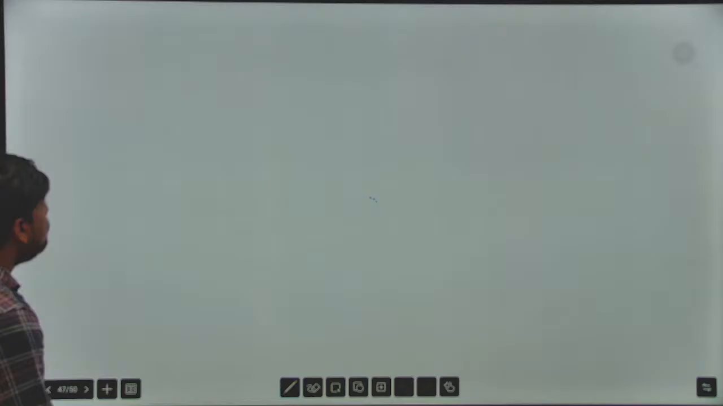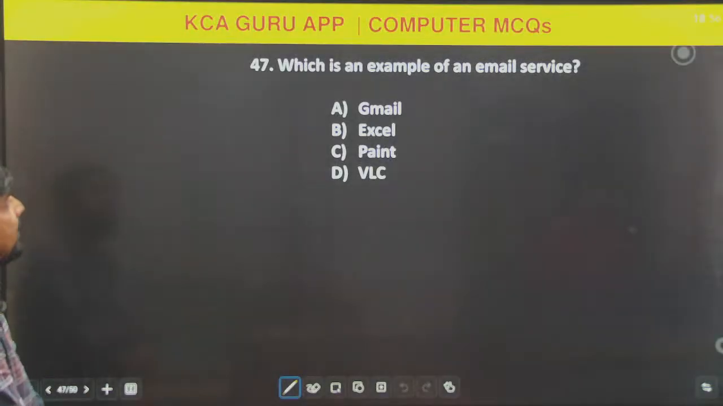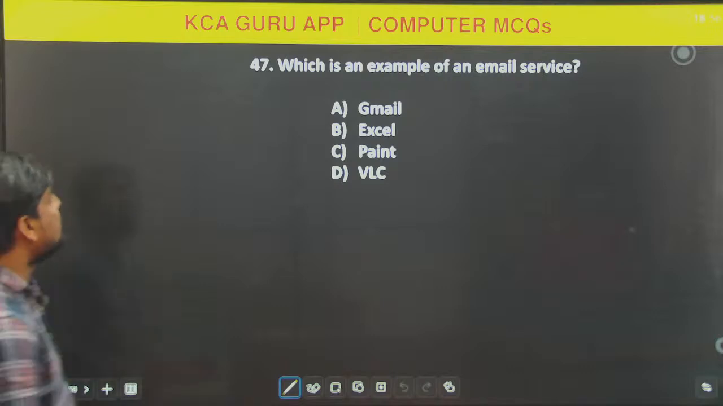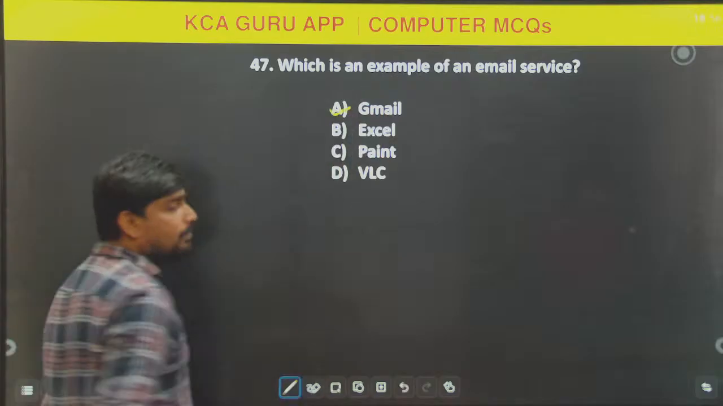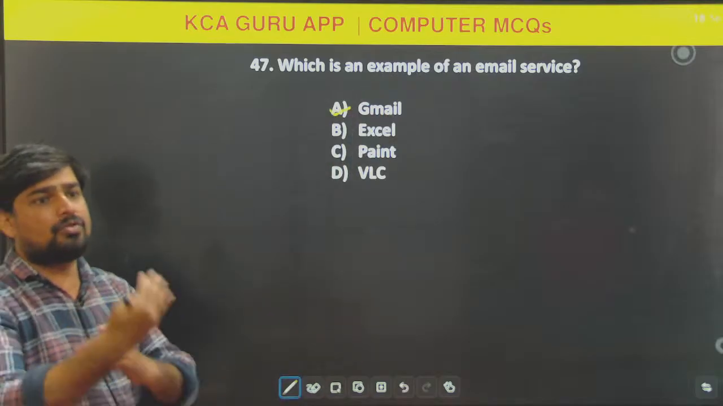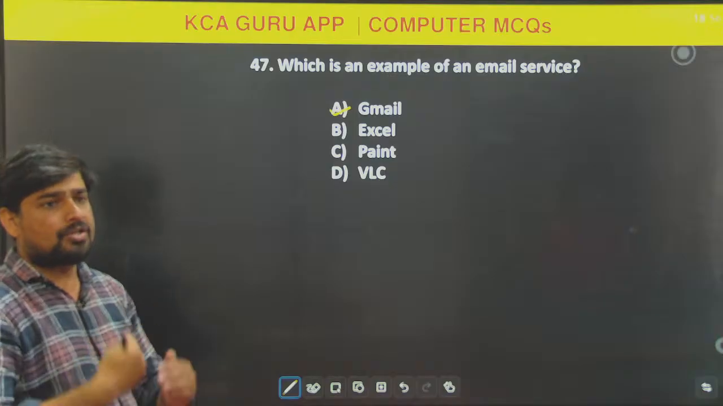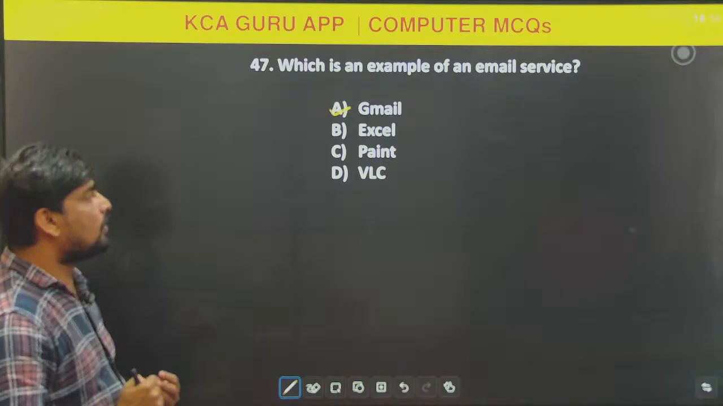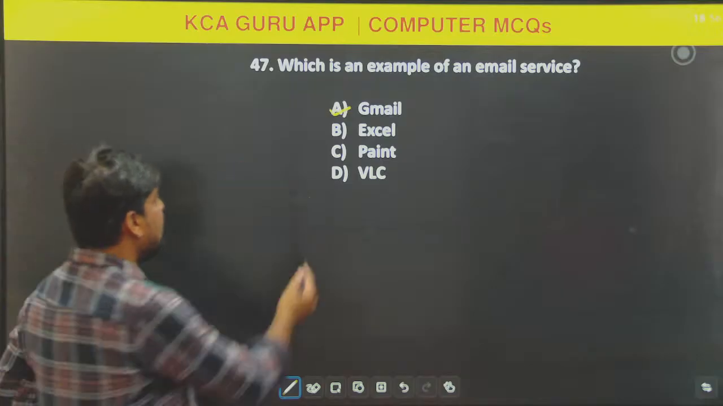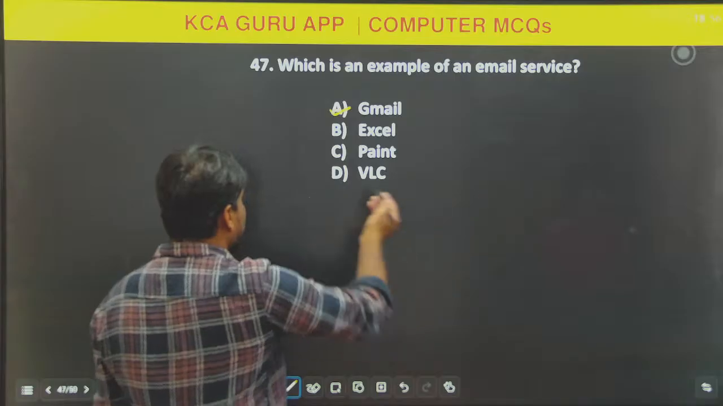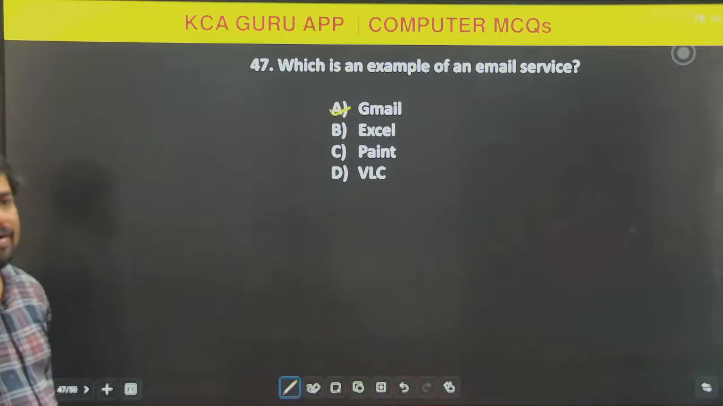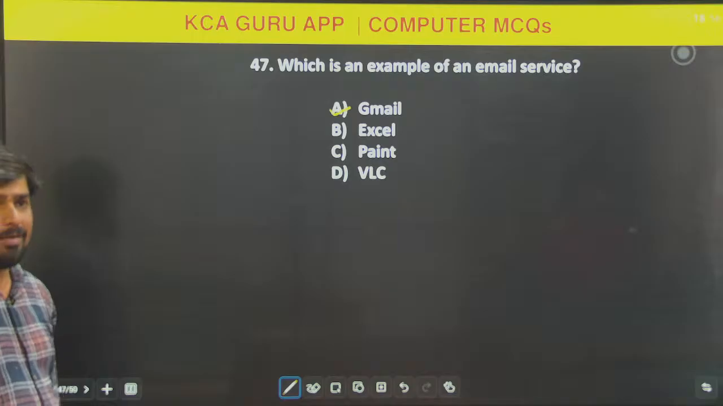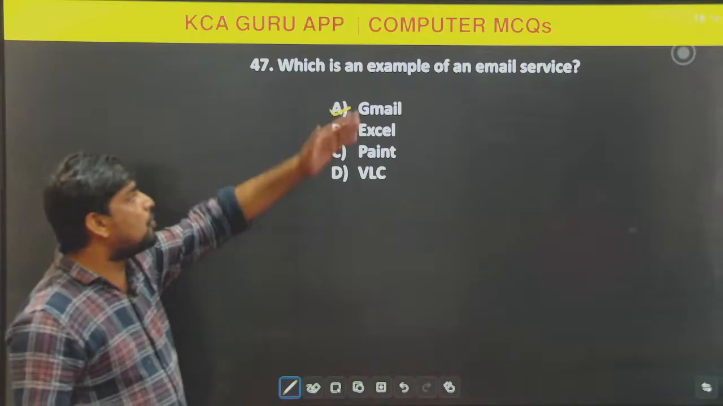So next is which is an example of an email service. You already know that. Many people use Gmail for sending and receiving information, whatever information can be shared with Gmail. Excel is used for calculation purposes. Then Paint is used for drawing and all. VLC is one of the media players. VLC is the media player. But Gmail is an example of an email service.